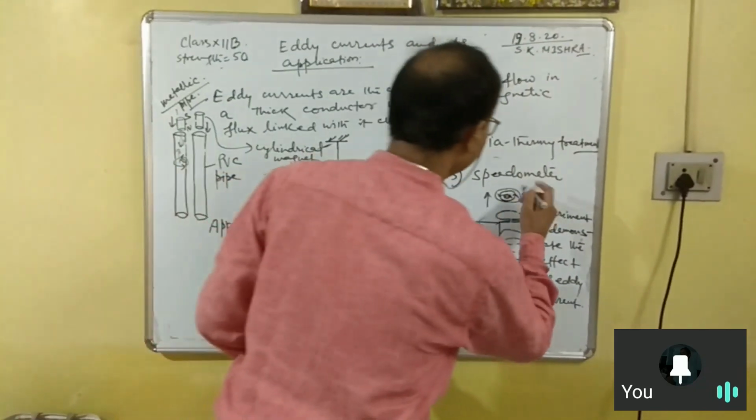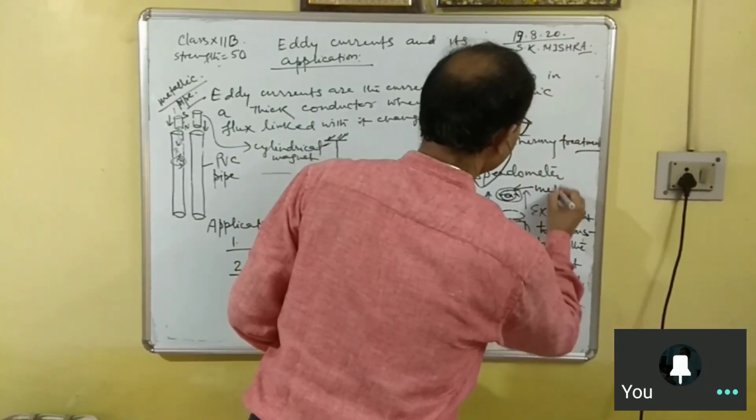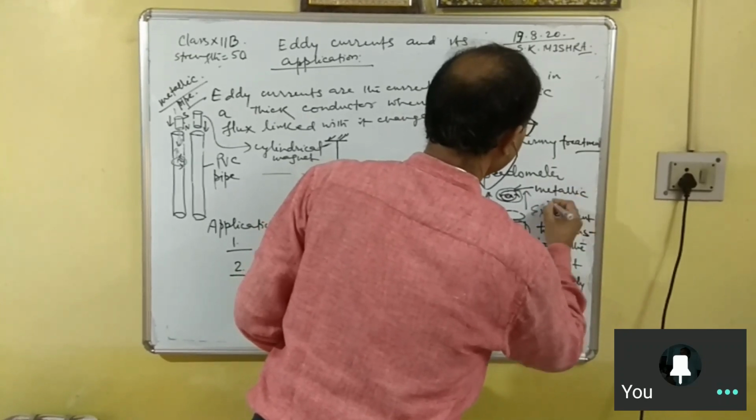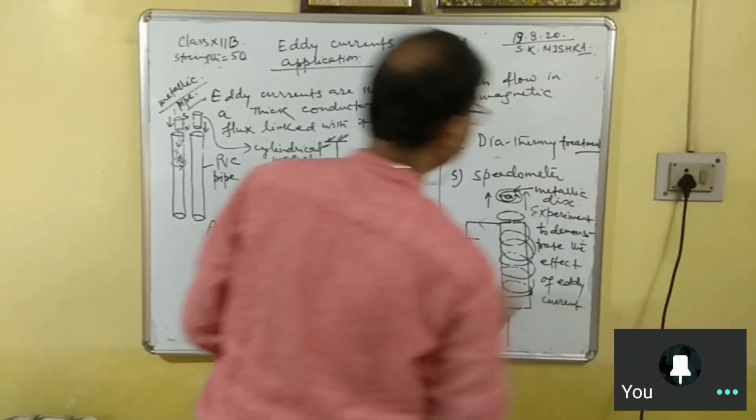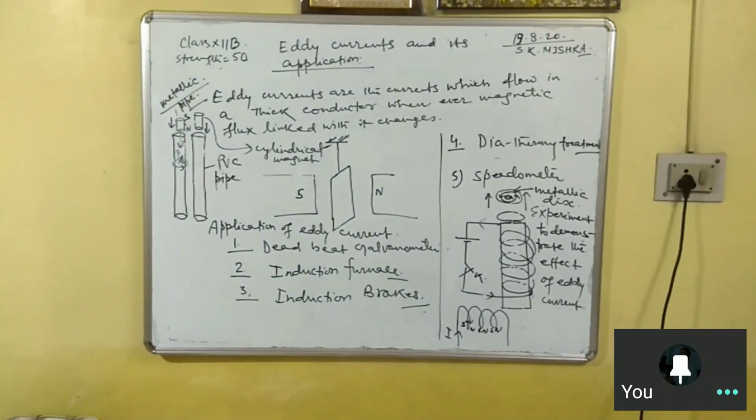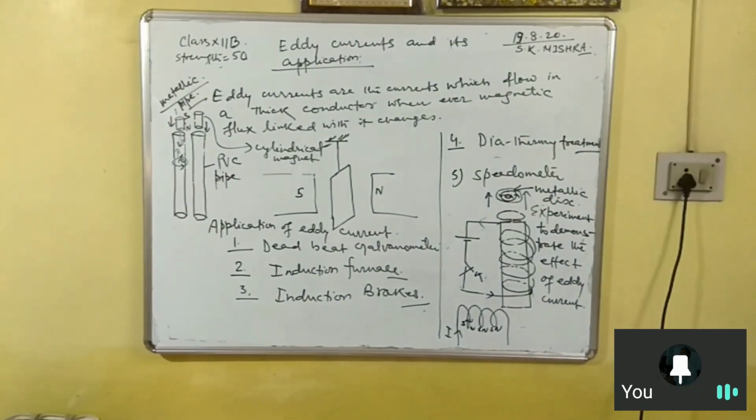Okay, I'm writing here: metallic ring, metallic disc, metallic disc. Okay, take the snapshot, take it.